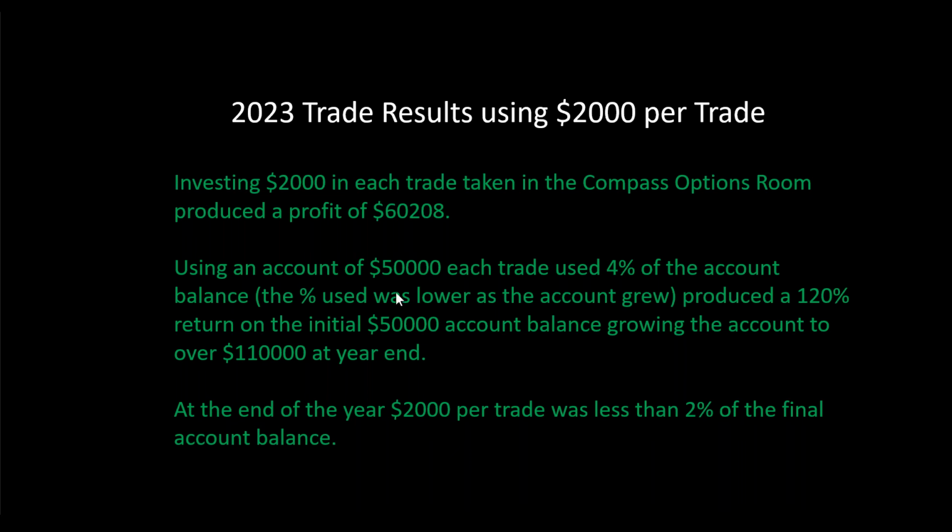And I just said if you had 50,000 in your account, you'd be using 4% of the account balance for each trade. At the end of the year, that would have been down to less than 2% because the account went from 50,000 to 110,000 in a year. In 2024, profits, same criteria, 2,000 per trade, were about 55,000, just slightly less. Again, a lot of this depends on what kind of market we've got to trade.